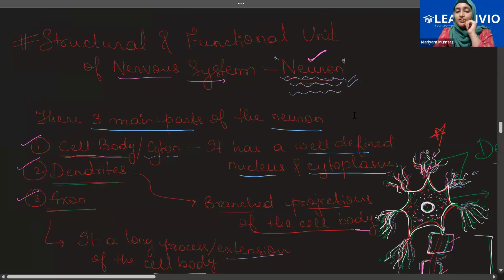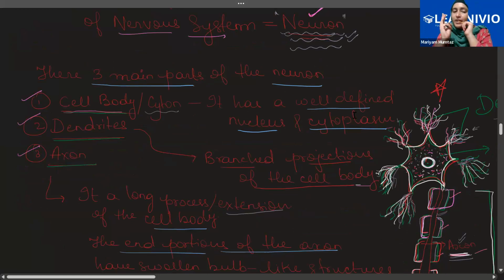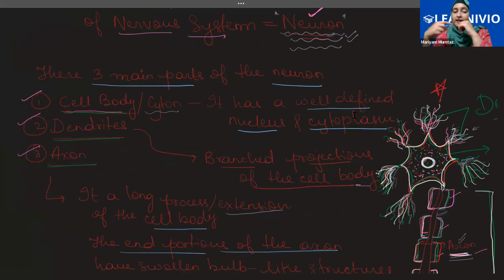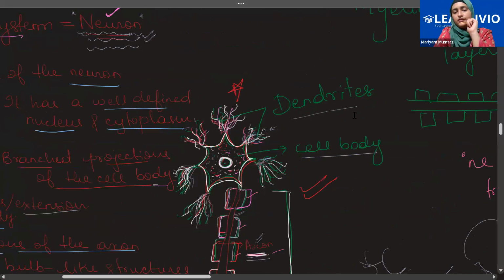So now talking about the neuron, it has three basic parts. It has the cell body, which is also known as a cyton. It has several branch-like projections that are known as dendrites. And then it has one very long projection called the axon. So three major parts of the neuron are there. And this is how a neuron roughly looks.